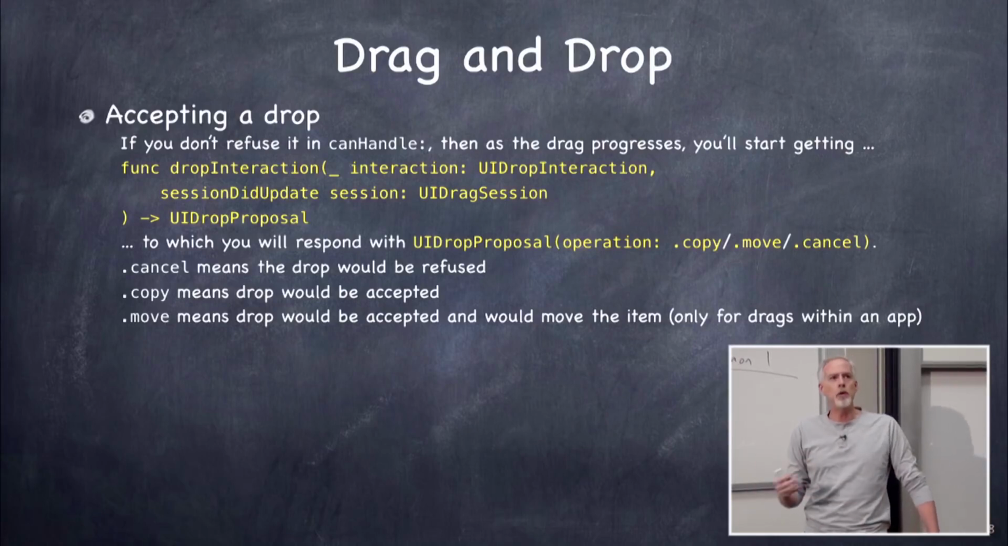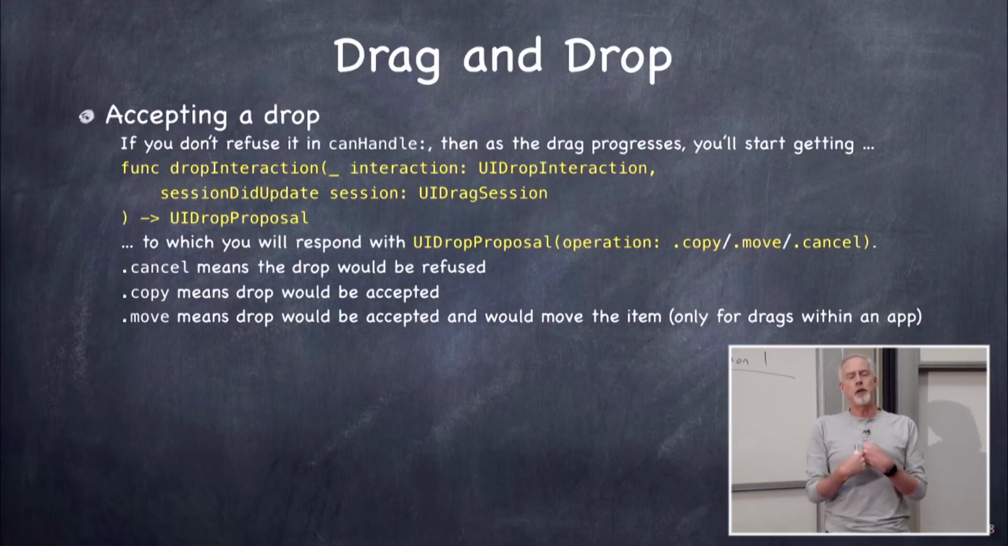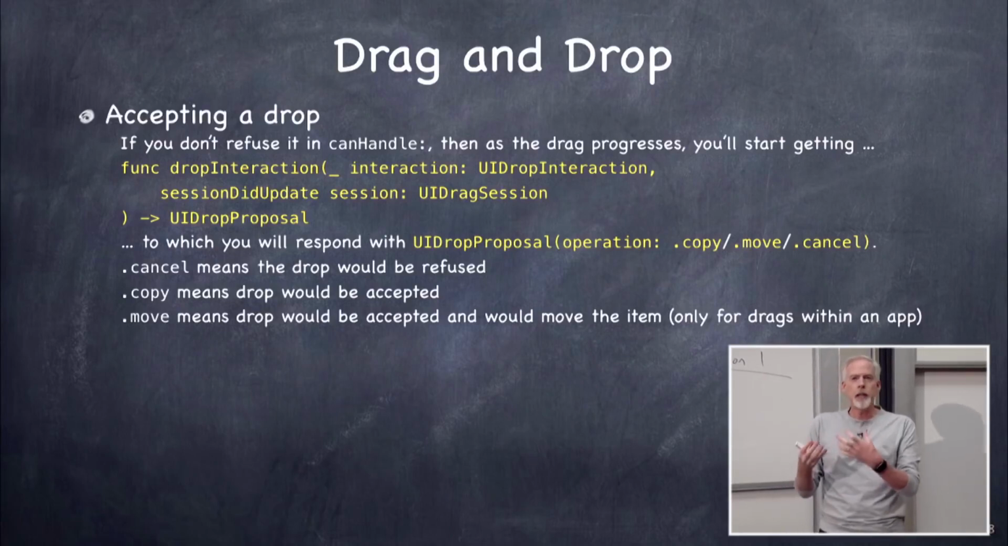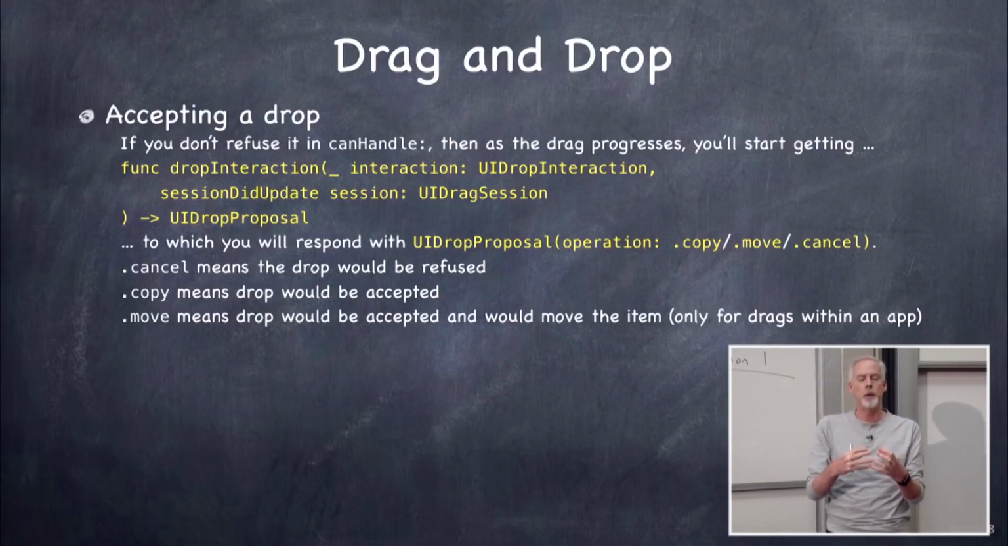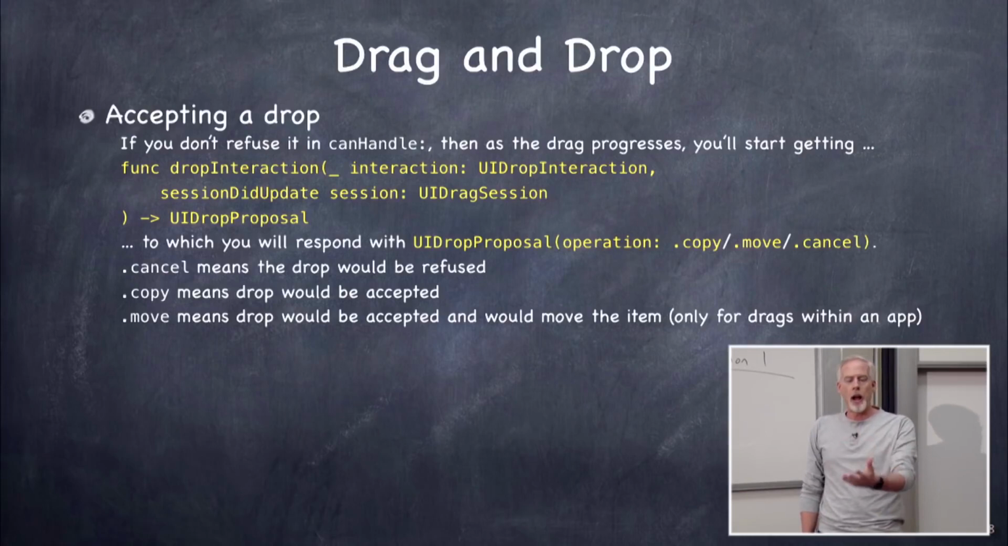Then there's copy and move. Copy and move is a proposal that says, yes, I propose I will receive this drop and I will either copy the item or move it. Now, copy is most often what you're going to do here. Move would only make sense for a drag within your app because you're going to be moving it from wherever it was. It won't be there anymore, and now it's going to be at the new place. That can only happen within your own app. So move is only inside your own app if you're actually moving the thing rather than making a copy of it. If someone's dragging from outside, you're always going to be copying it. So that's it. You just have to say cancel, move, or copy each time you're asked about this.